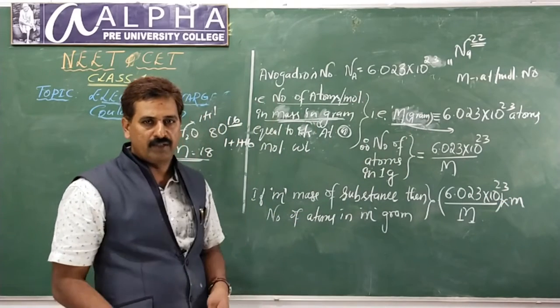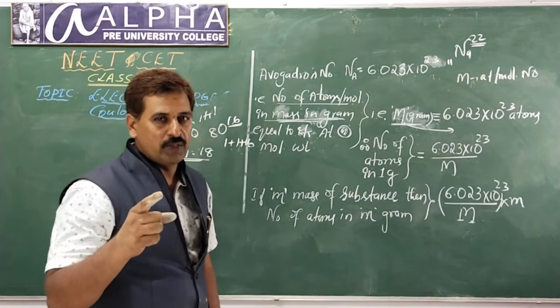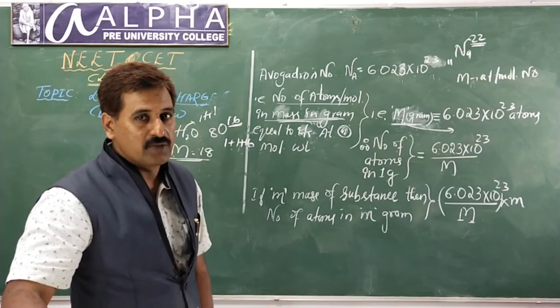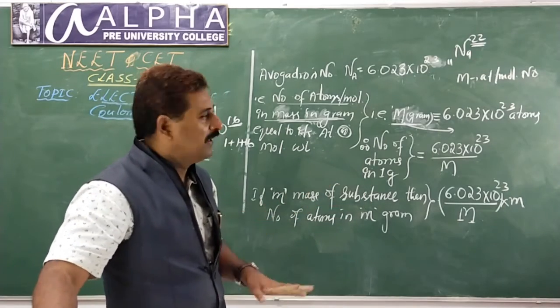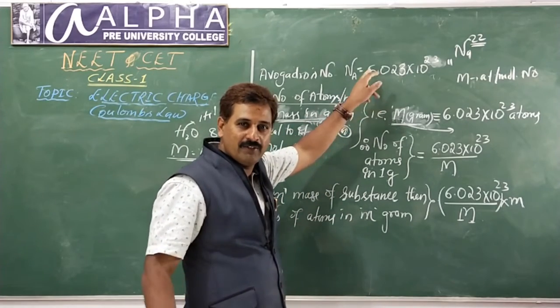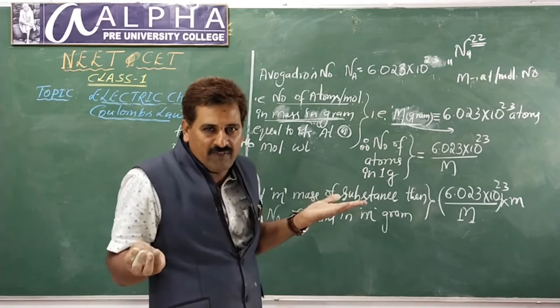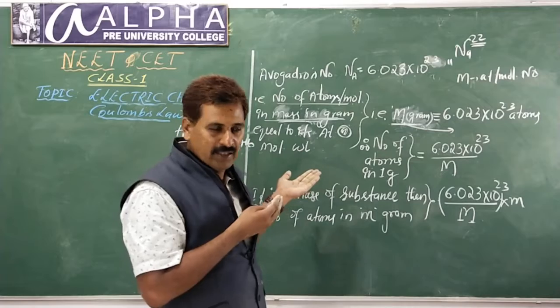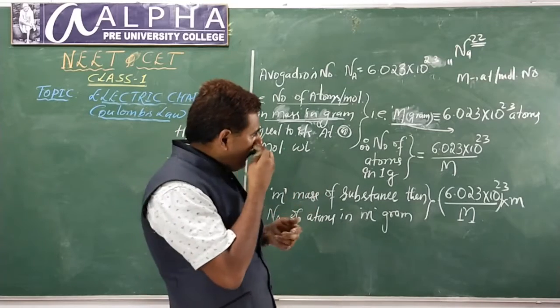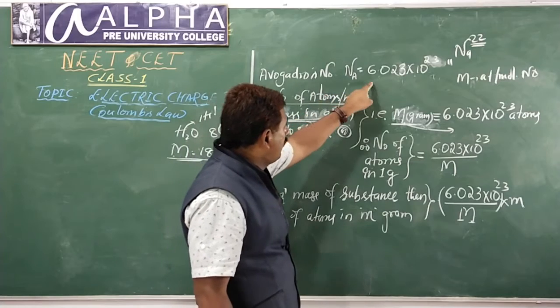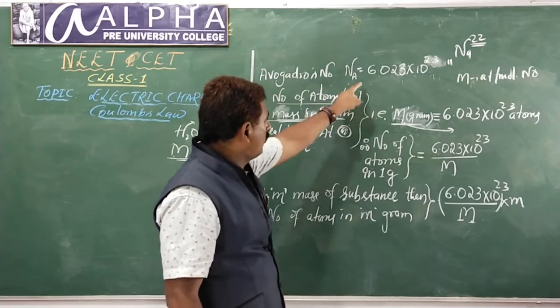Very, very important. Students, I was explaining that we have to use some logic in solving NEET questions. These are the logics, very simple. You all learned this in chemistry, and we are using it here. Simple logic: I want the number of atoms or molecules. How do you know? You know the molecular mass, so you get the number of molecules or atoms from Avogadro's number idea.